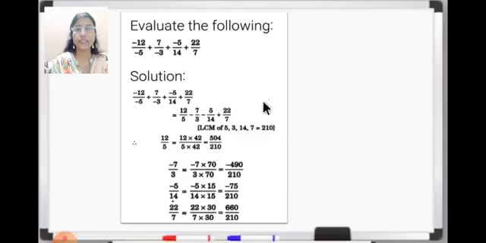So the first question is: evaluate the following. -12 upon -5 plus 7 upon -3 plus -5 upon 14 plus 22 upon 7. This is the question given. Here in the numerator also minus is there, in the denominator also minus is there. So minus upon minus will be positive. Negative divided by negative is positive.